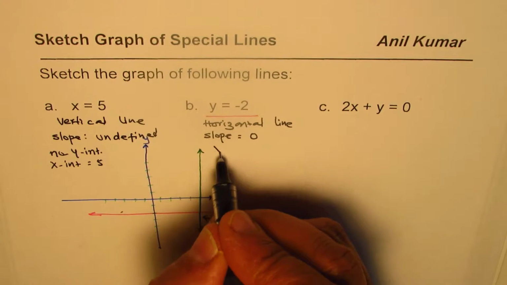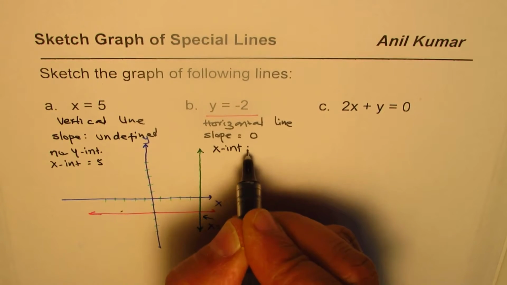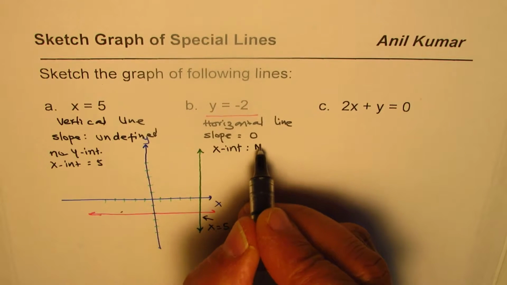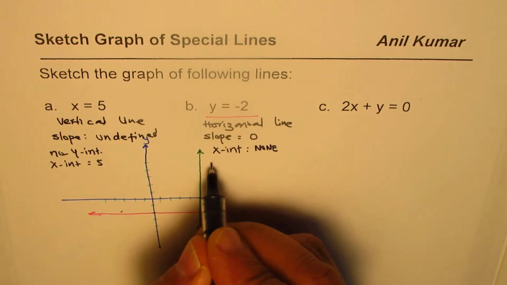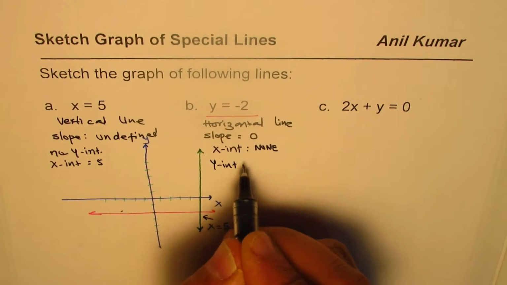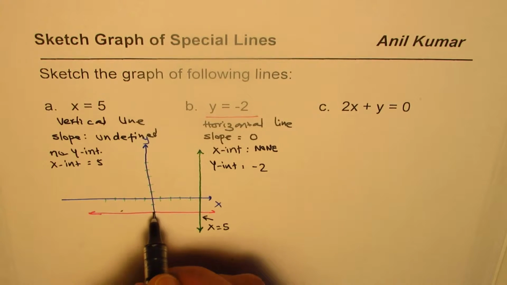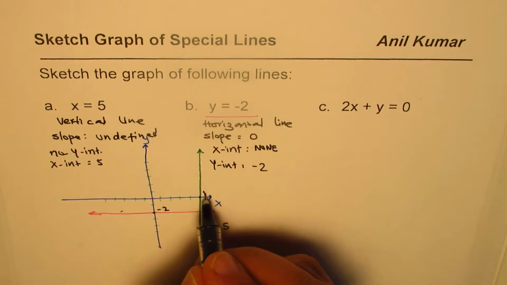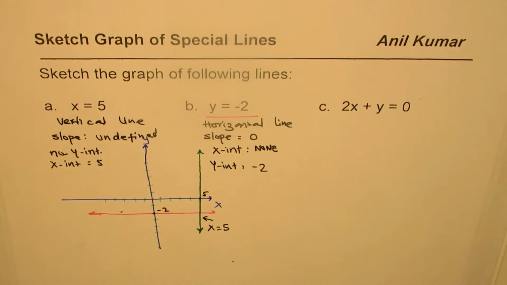How about x-intercept and y-intercept? X-intercept is none, so it is parallel to x-axis, none, right? And the y-intercept is at minus 2, right? So that is the y-intercept of minus 2. Here the x-intercept was 5. Do you see that? So that is how you sketch these lines. These are very special lines, and you'll see they are perpendicular also, horizontal and vertical lines.